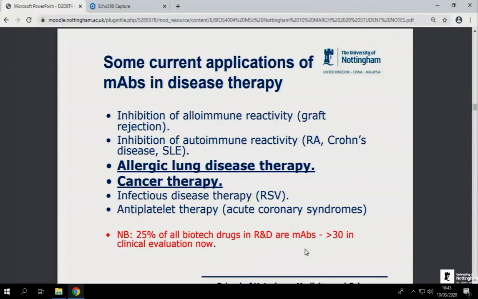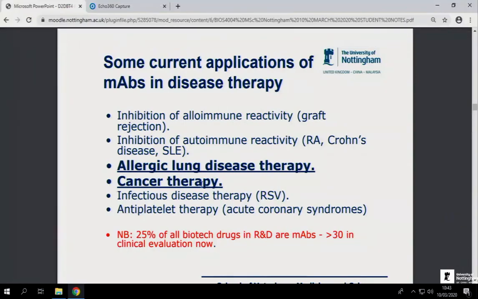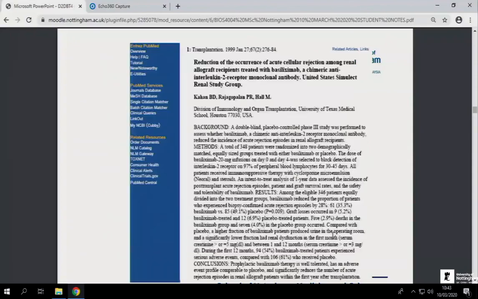Now, as you gather, I'm not a vet. So I'm going to talk about, not all these, but just these two things, because that's what you want to know about. Allergic lung disease therapy, because that's easy to describe and easy to treat, and cancer therapy, because that's exactly where the future is. I should say also that it's more than 25 now, it's about 40% of all biotech drugs in research and development that are monoclonal antibodies. There's more than 30 of them in clinical evaluation now. Okay, it's a very powerful tool.